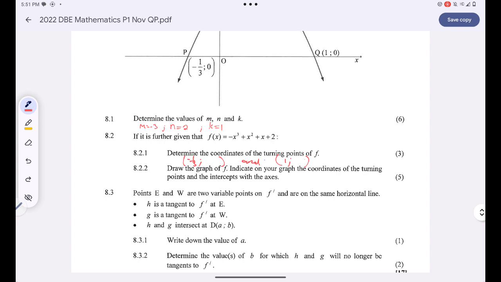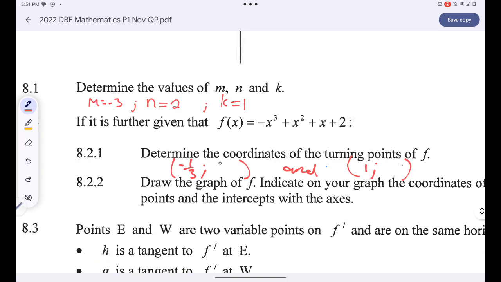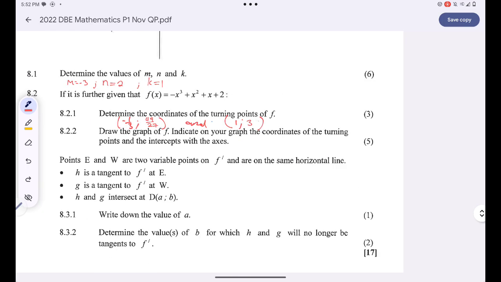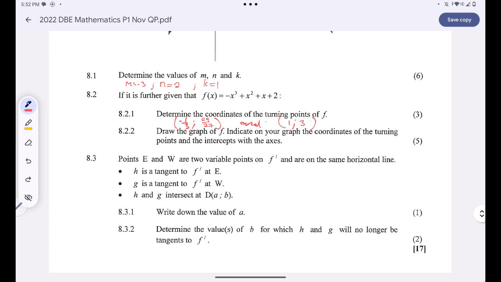Are we together? So whenever I substitute, I'll simply get 49 over 27 here, 49 over 27, and for this one I'll get a 3. Are we together? And then now I'm supposed to draw the graph of f, and I must indicate the turning points and the intercepts with the axes.